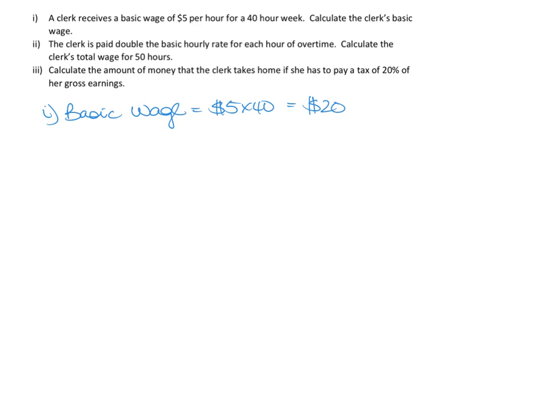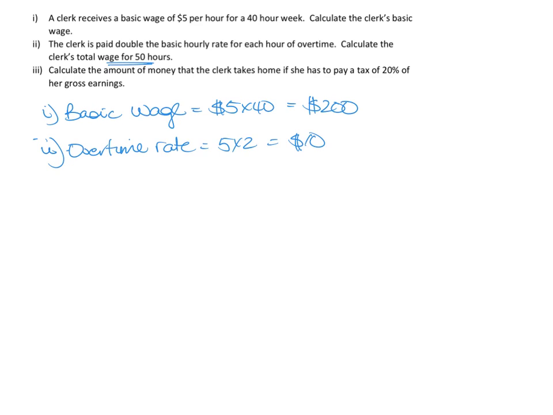and that will give us $200. Part 2, the clerk is paid double the basic hourly rate for each hour of overtime. So double the basic hourly rate. So basically the overtime rate would be double. So double times 5 is $10. So they want to know what is the total wage for 50 hours.